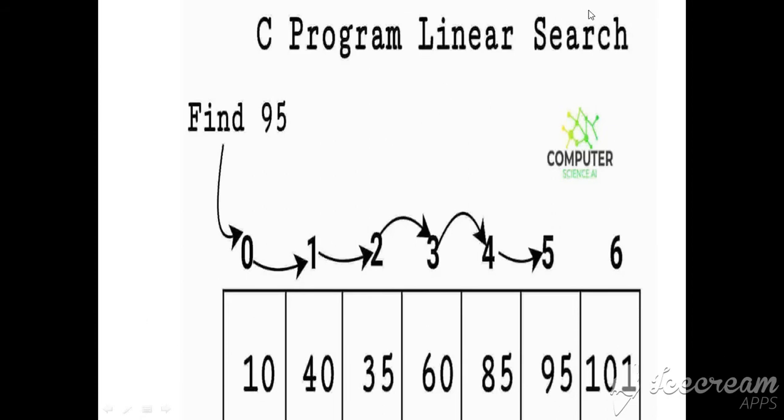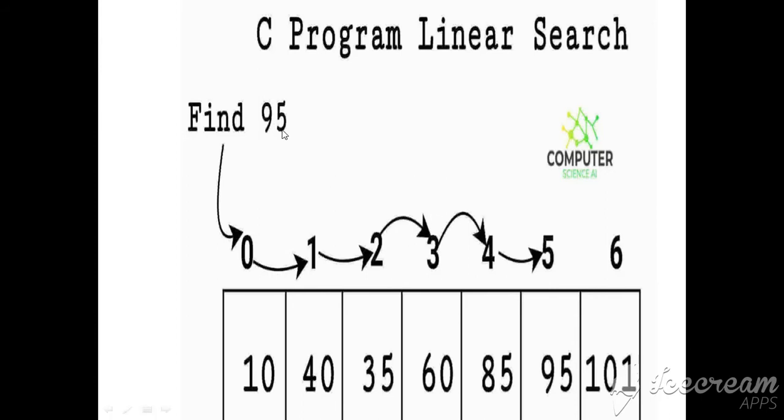With a linear search, we try to make a search for a specific element. In case the element is found within the array, we report it as a success. In case the element is not found within the array, we report it as a failure. So we have a program to illustrate the same. In this representation, say suppose we are searching for the element 95.